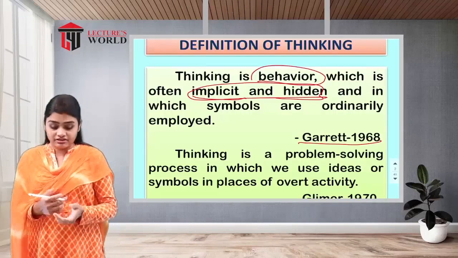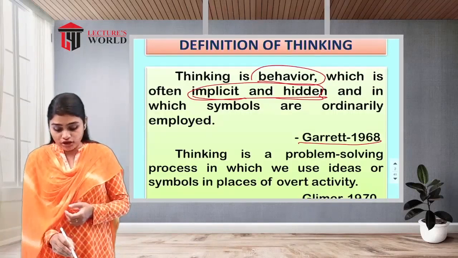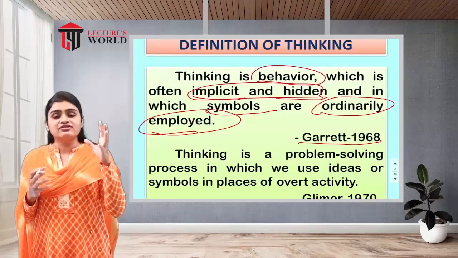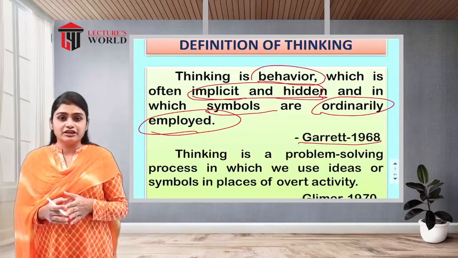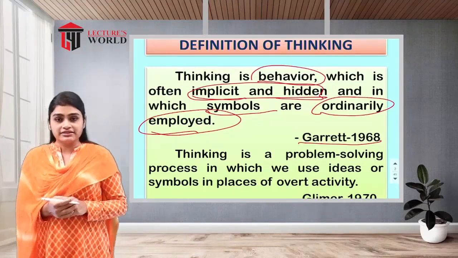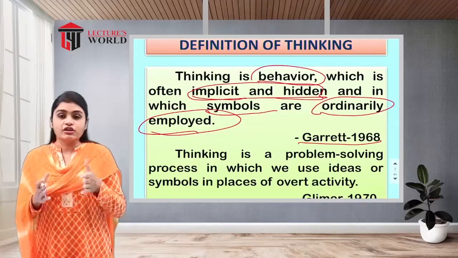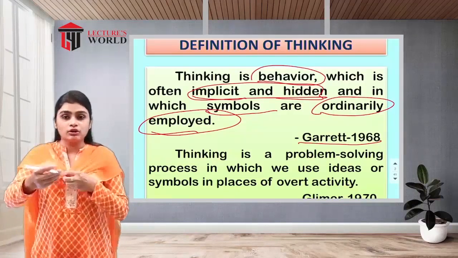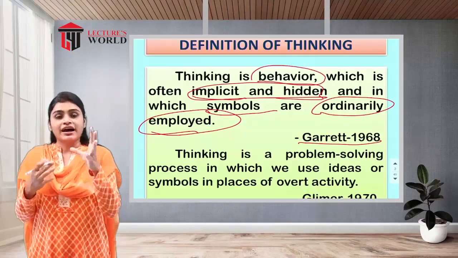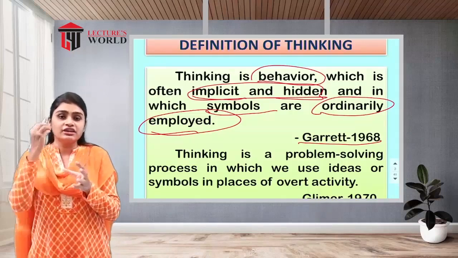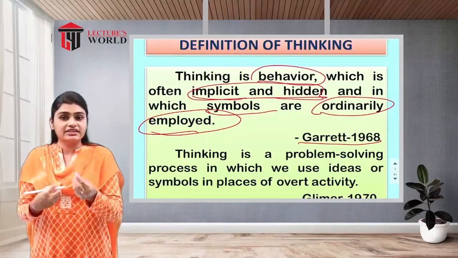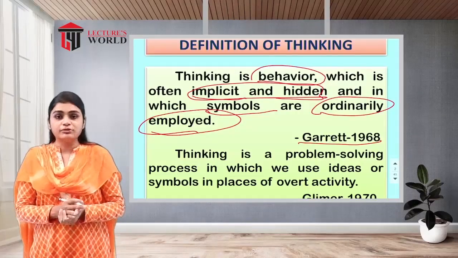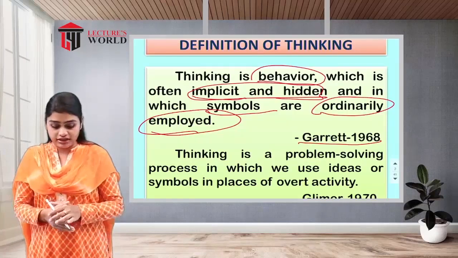It is the type of behavior in which symbols are ordinarily employed. Most commonly, symbols, or we can say images, are there when this thinking process is initiated inside our brain. It is a behavior which is often implicit and hidden, which we are not able to see. For example, right now what all the students are thinking, I don't know. What is there inside your mind, I am not able to see that. That is the hidden or implicit characteristic of thinking. That type of behavior of individuals is called thinking.